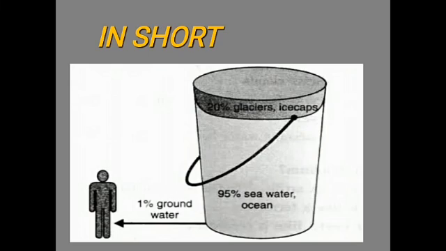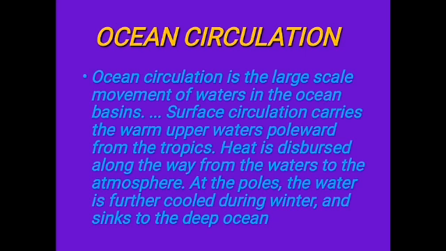5% is glacier, ice caps, etc. And 95% is the seawater, ocean. So we have only 1% of groundwater, which is fit for humankind.